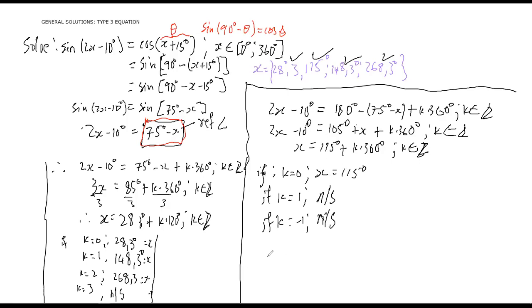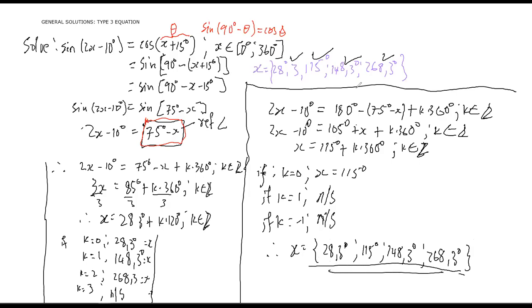So therefore, I write my solution nicely in the interval. The solution in the interval x should be 28.3 degrees, 115 degrees, 148.3 degrees, 268.3 degrees. Is that it? Yes, that's it. This corresponds to exactly what we saw on those two graphs. So that's just the long and the short of it regarding type 2.